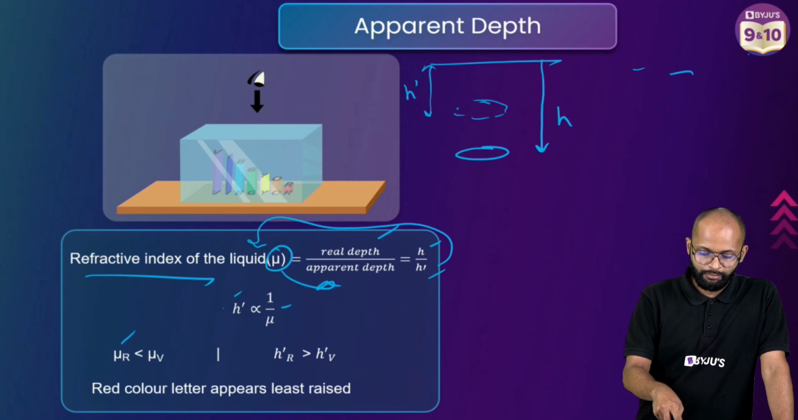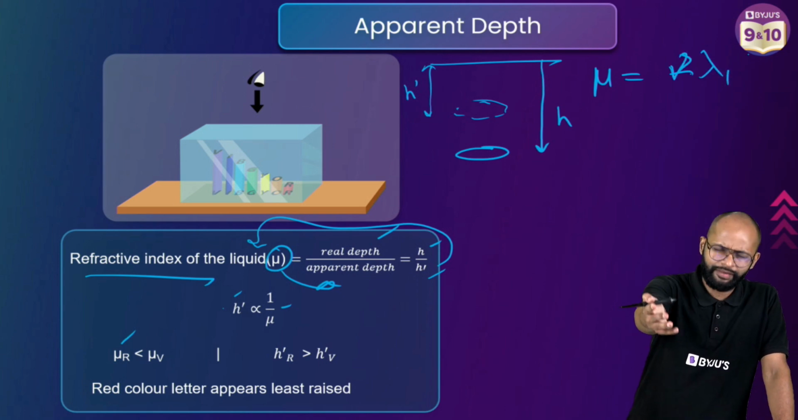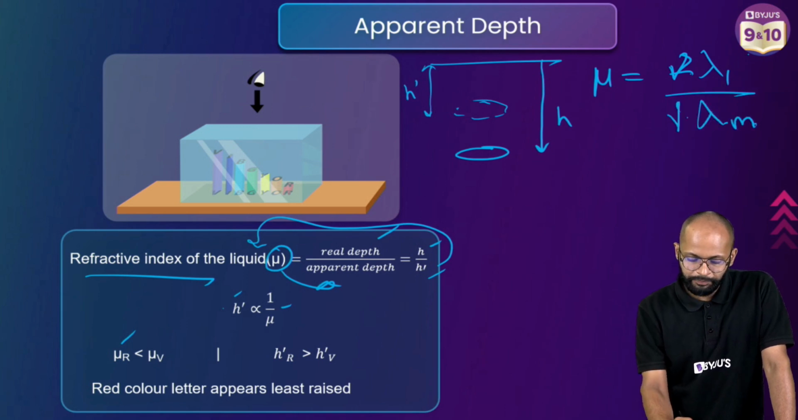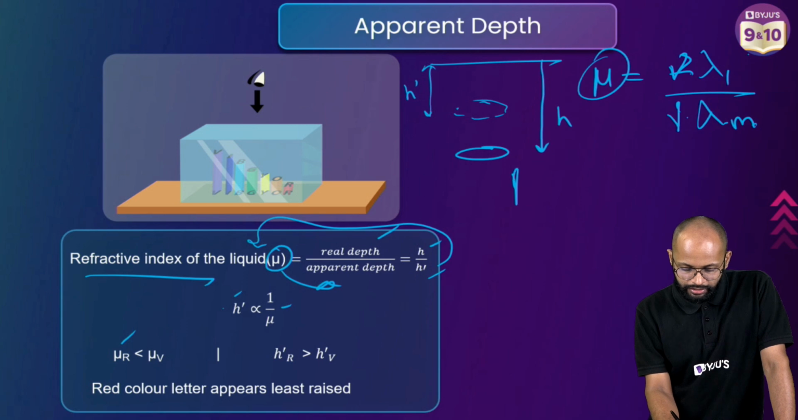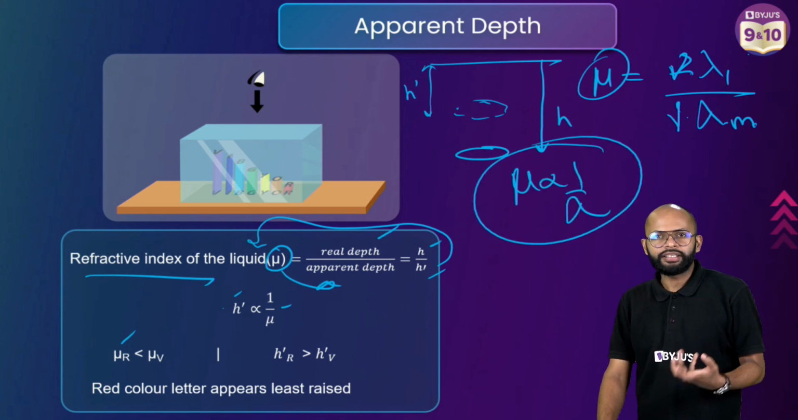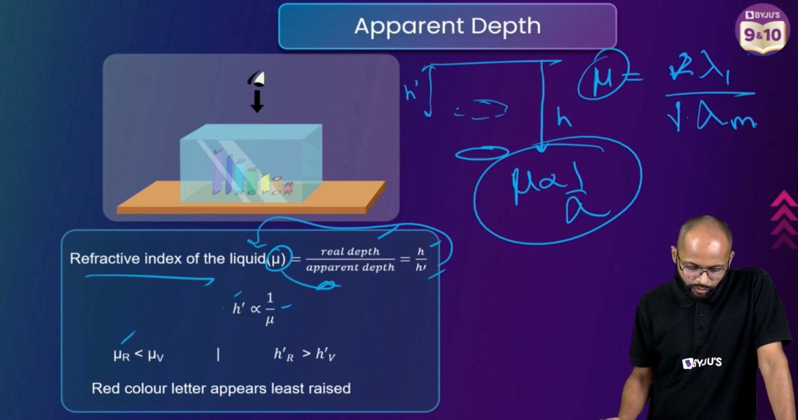Sorry, my bad. Mu is equal to frequency into lambda 1, which is wavelength in air, upon mu into lambda of the medium. So mu is inversely proportional to lambda. So for higher wavelength, the refractive index is less. For lower wavelength, the refractive index is going to be more.